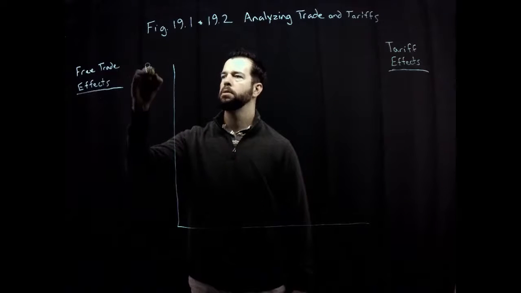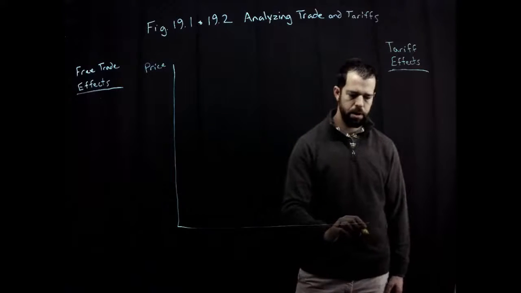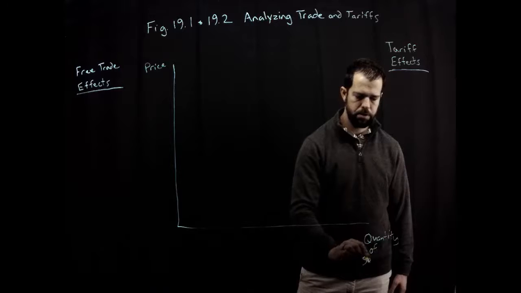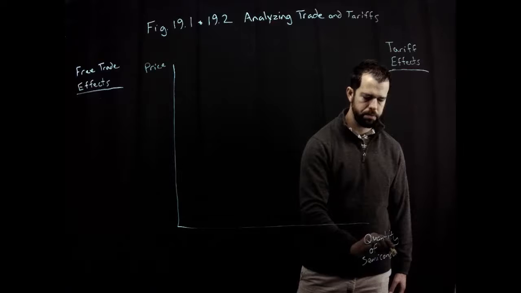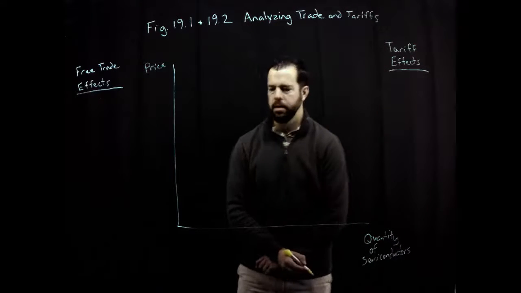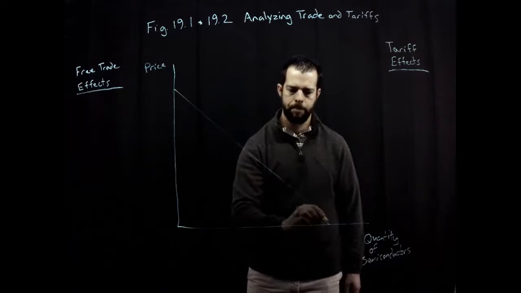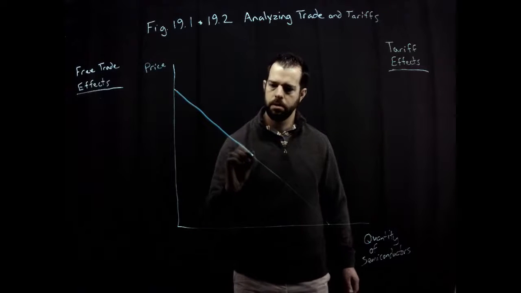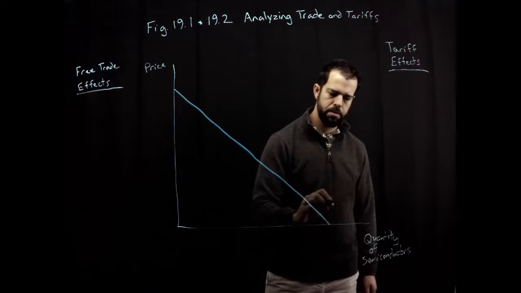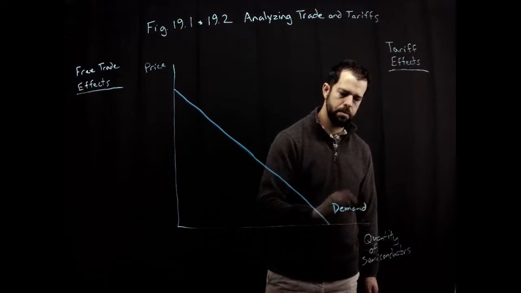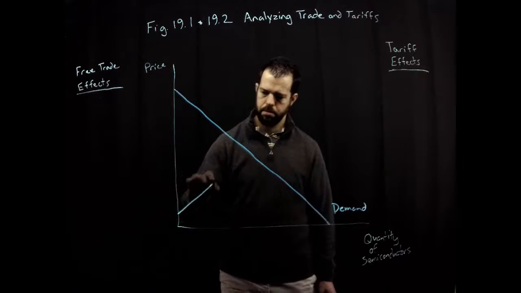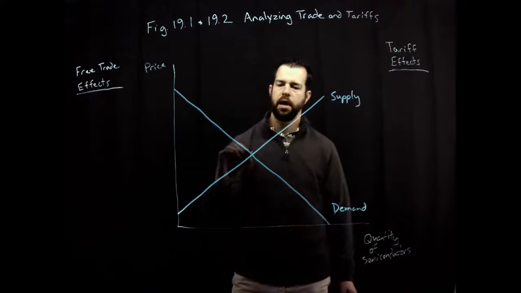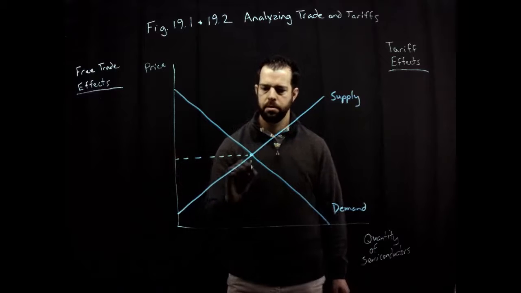So we've got our price and our quantity, and we're going to give this market a name from the book: quantity of semiconductors. All right, then we'll throw in a demand curve, a more solid demand curve there, and a supply curve. And as you remember from chapter 4, this will be our equilibrium.